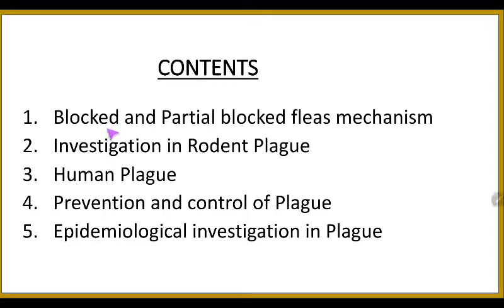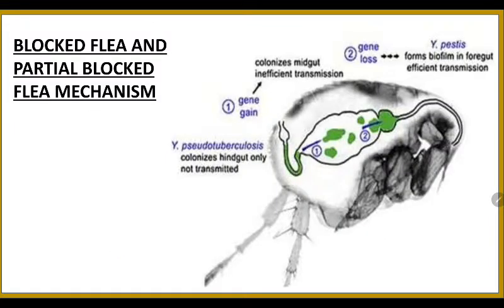We'll be seeing the continuation of that. That is, we'll start with blocked and partial block flea mechanism, how it is causing plague, investigation in rodent flea, human plague, prevention and control of plague, epidemiological investigation in plague. First, blocked flea and partial block flea mechanism.